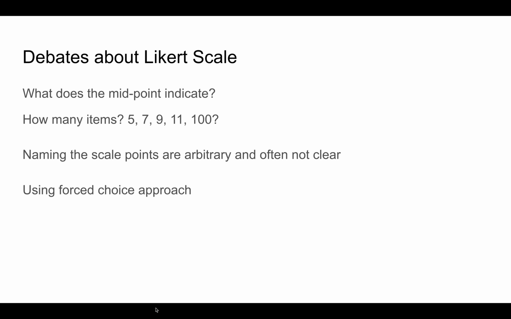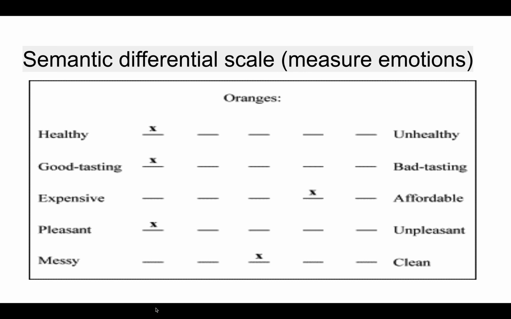There are lots of debates about the Likert scale, like what does the midpoint 3 indicate, and how many items should we have: 5, 7, 9, 11, and 100. People go up to 100 items. But generally, 7 is an acceptable number and 5 is the next acceptable number. It is very unusual to use 100, but some studies do use 100 scale point items.